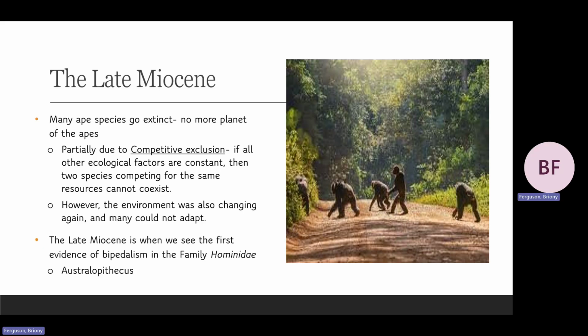Now, this doesn't mean that two species in an ecosystem that use the same resources occasionally can't coexist, obviously, or else entire ecosystems would fall apart. This means that two species that are completely reliant on the exact same resources cannot coexist because there just are not enough resources to sustain that.